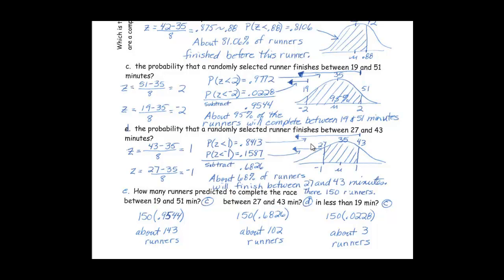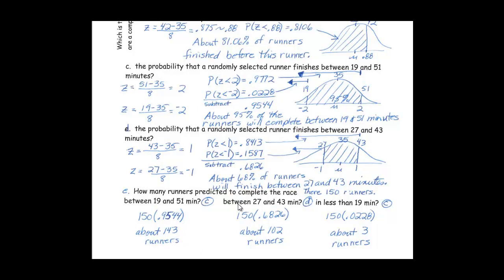So that all jives. Okay, and we also got a chance to practice the between and set up a good structure so we stay organized. Okay, so the last thing we need to do is how many runners are predicted to complete the race between 19 and 51 minutes. Well, between 19 and 51 minutes is from part C here. Well, we calculated that probability to be about 95%. So I'm going to take 150 times 0.9544 to find that we should have about 143 runners.